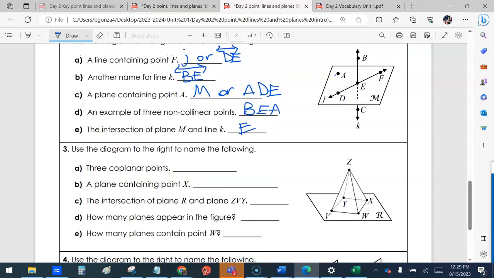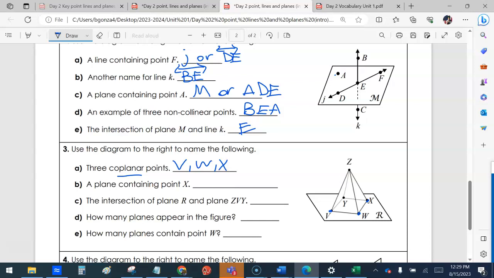Now, number 3, use the diagram up to the right to name the following 3 collinear points. Sorry, 3 coplanar points. So I'm going to use the bottom plane, but you could use any flat surface on that pyramid. But I'm going to use the bottom plane. The bottom flat surface has these 3 points on it, V, W, and X. Any 3 points, as long as you don't use that weird R, is good.